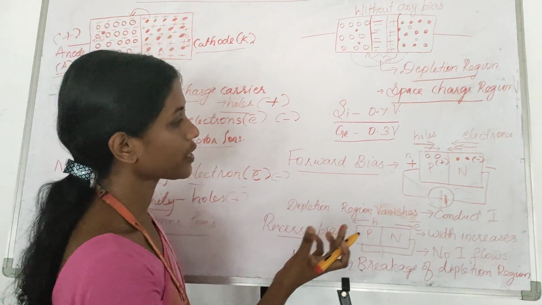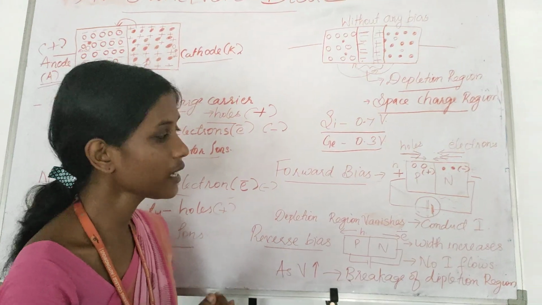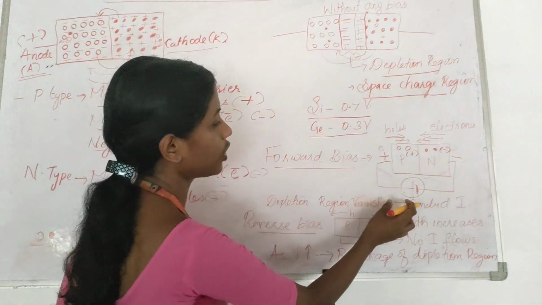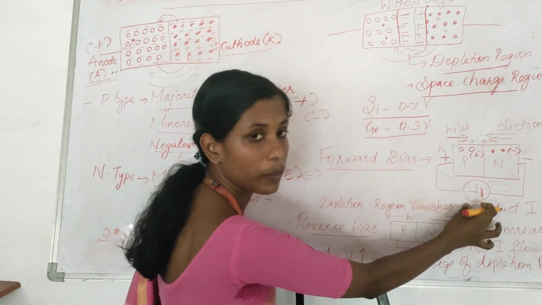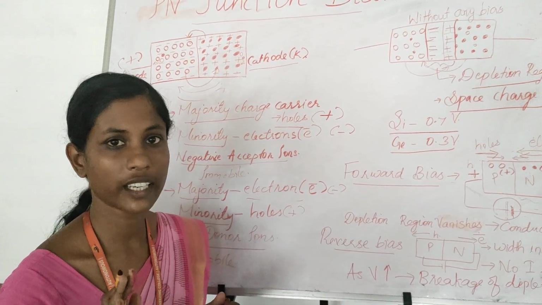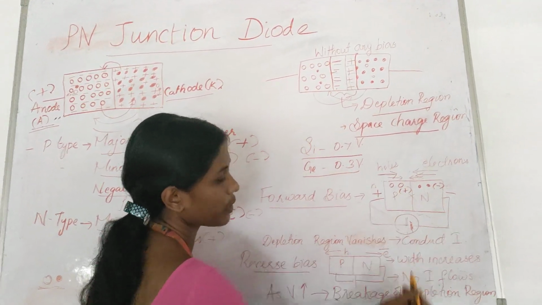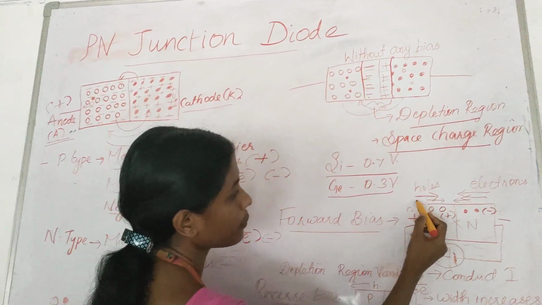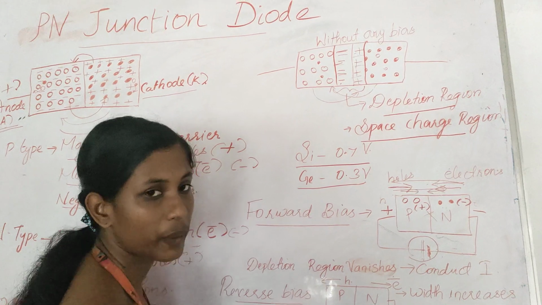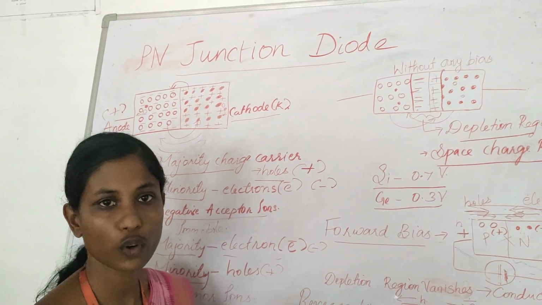As a result of this compression, the width of the depletion region will be reducing. As we increase the voltage, the depletion region width reduces and eventually cancels. When the depletion region vanishes, holes will move from the P to the N region and electrons will move from the N to the P region. As a result of the movement of these holes and electrons, there will be a flow of current.